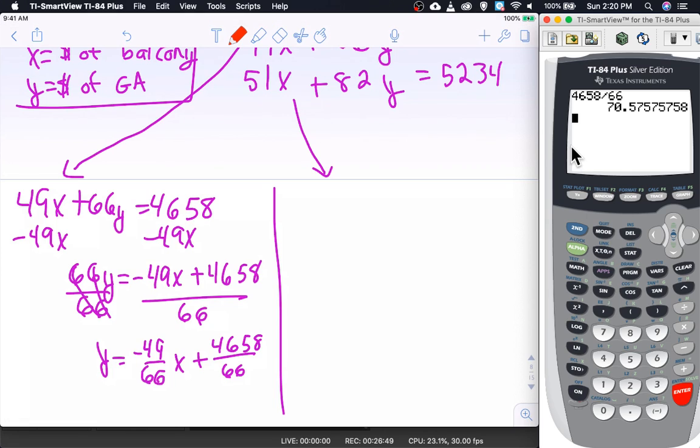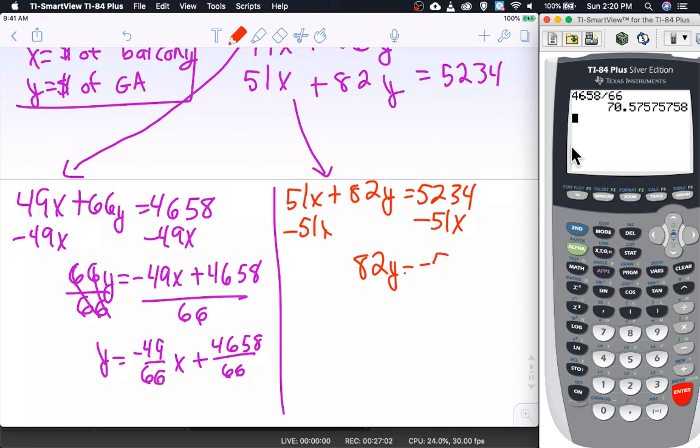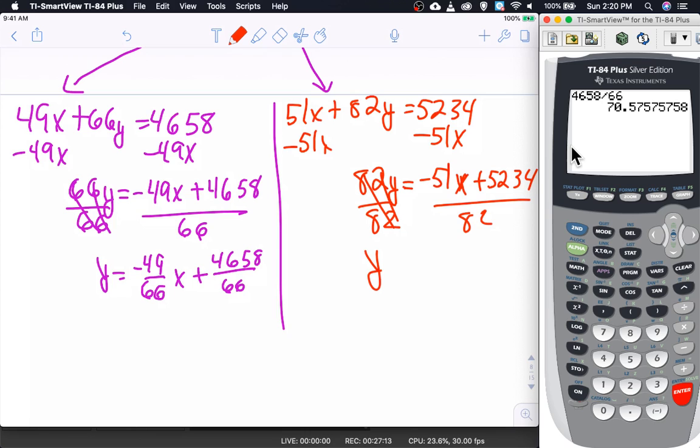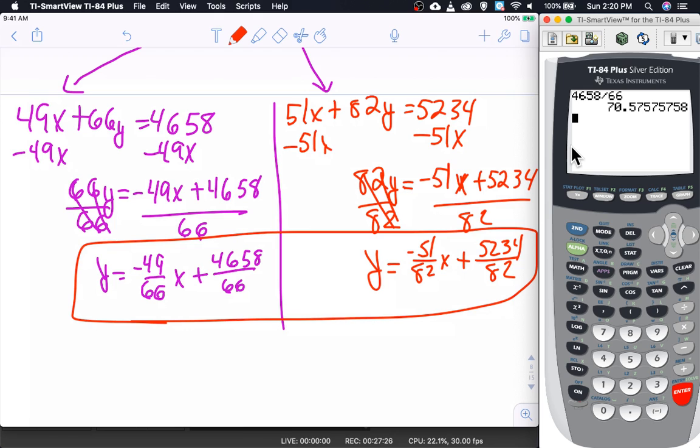Okay, my second equation is 51x plus 82y equals 5,234. I'm solving for y, so I subtract 51x on both sides. 82y equals negative 51x plus that 5,234. Divide by 82, divide by 82, these cancel, and I get y equals, I'm just going to leave everything as fractions, why not? Negative 51 over 82x plus that 5,234 over 82. So I'm going to take both of these and graph them.